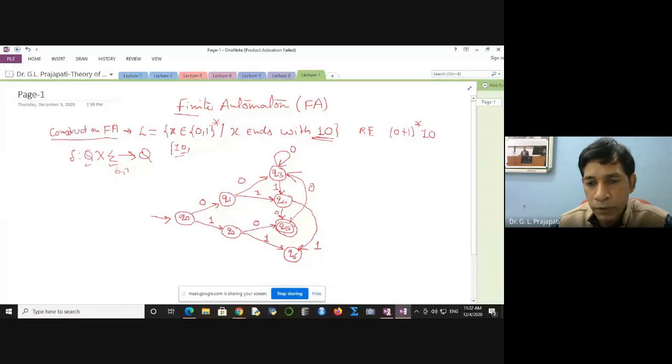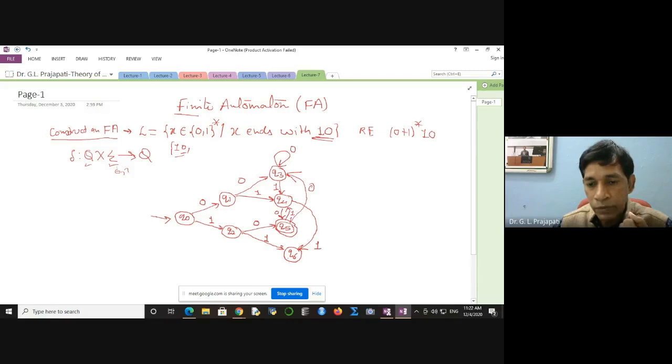Now if you are at Q5 and you read 1, the last two symbols become 0, 1. So 0, 1 you are going to remember at Q4. So from Q5, if you are getting 1, you go to the state Q4. So you have seen the transition for 0, 1 at Q5. Now you have to give the transition for 0 and 1 at Q6.